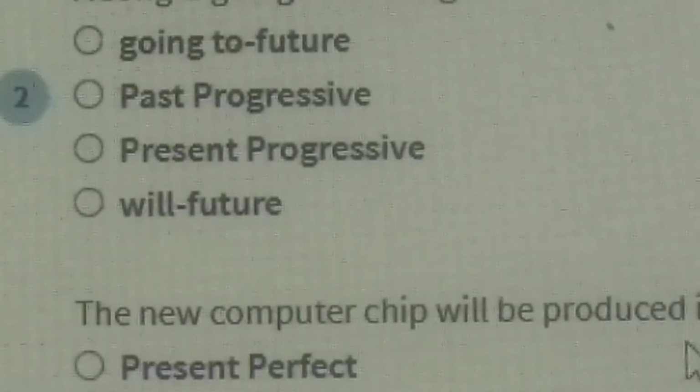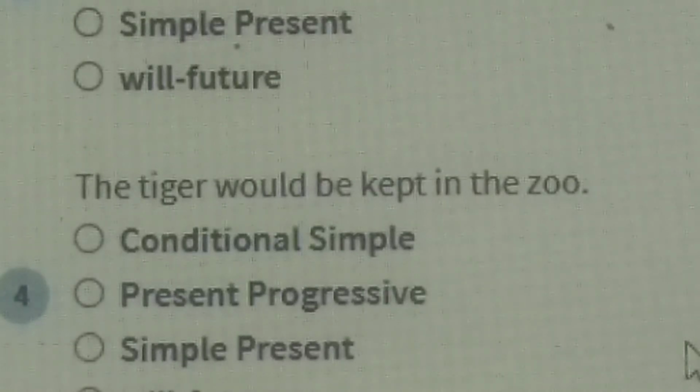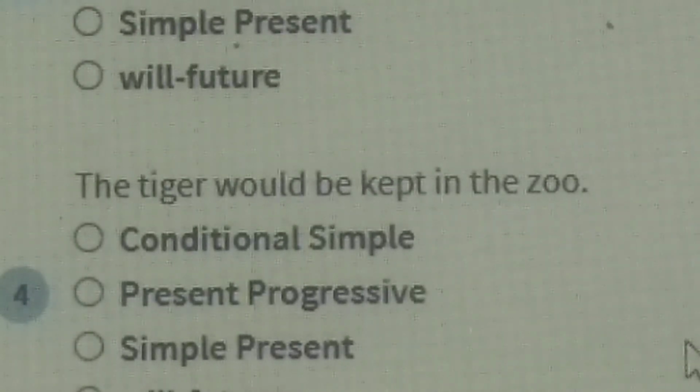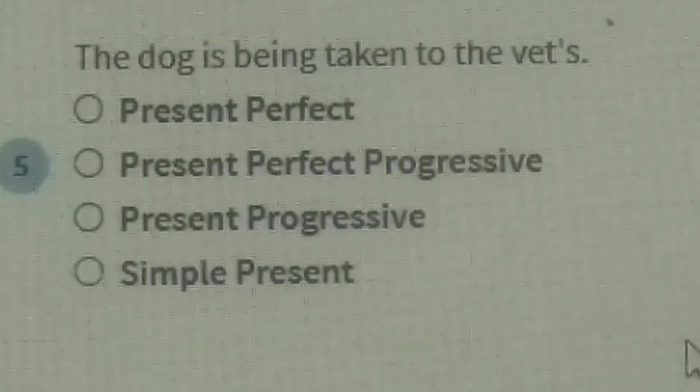That's the third one, children. Note down. Are you noting down? Very good. So that's the third one that you see there on the screen. That's the fourth one, children. The tiger would be kept in the zoo. That's the fourth. Okay. Next we have the fifth one. There's the fifth one, children. Please write the answer.